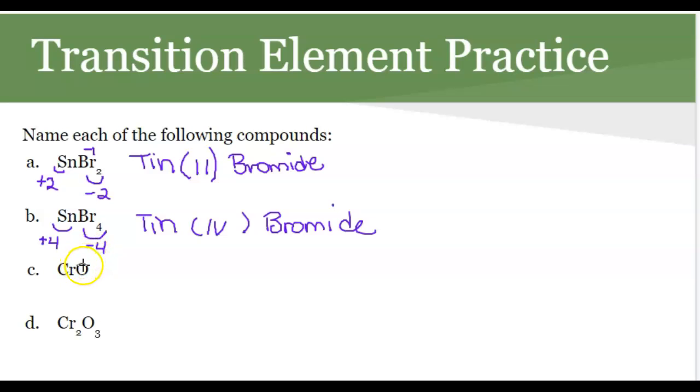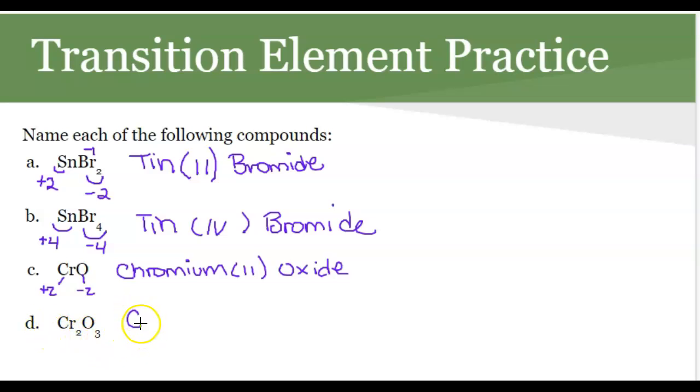Next up, we have chromium. So Cr is element 24, chromium. And then oxygen turns into oxide. So since there's one of each, oxygen normally has a -2 charge, which means the chromium must have a balanced +2 charge to go with it.